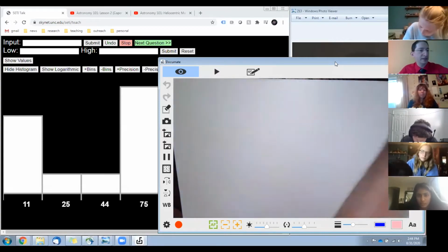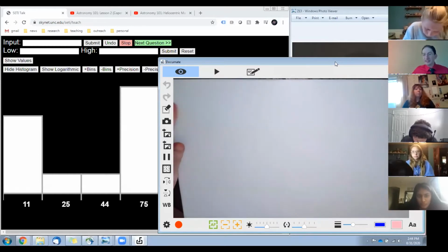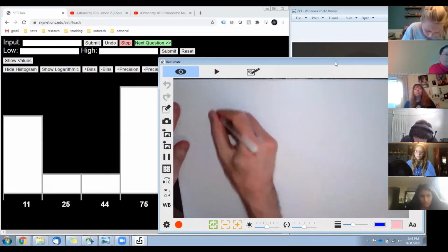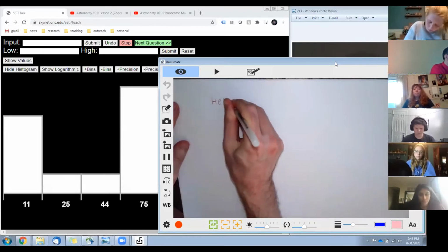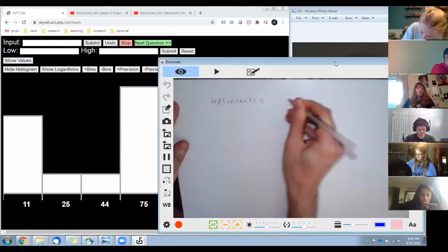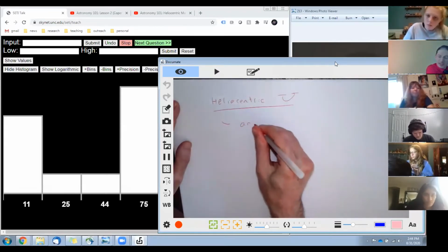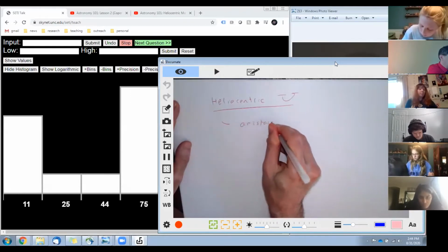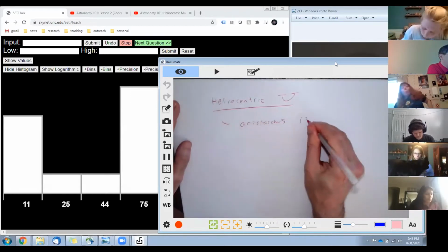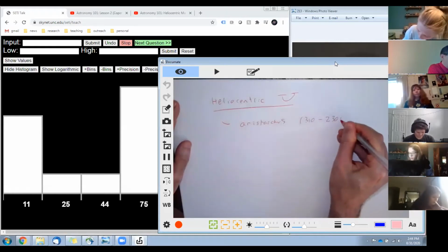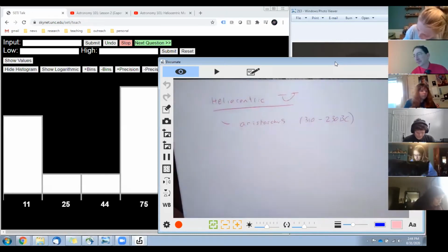Let's see. Last time we had begun the heliocentric model. I'll put some notes back here. The heliocentric model of the universe. And we talked about Aristarchus, who was the first to propose it. And again, here are his dates, so a long time ago, BC. And he basically presented the modern day heliocentric model, and I'll write out the details of what that is again in a second.